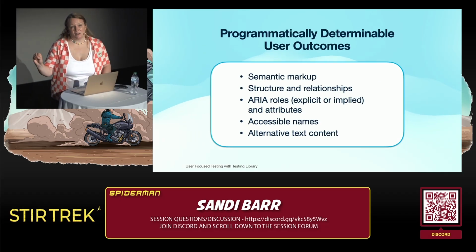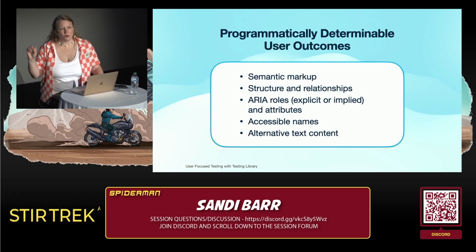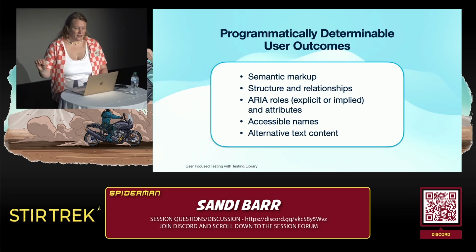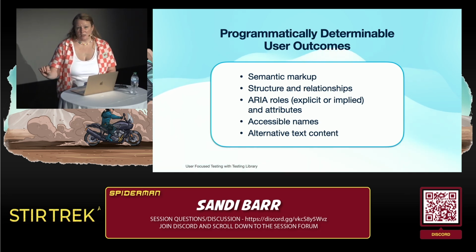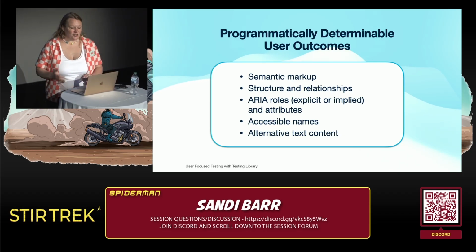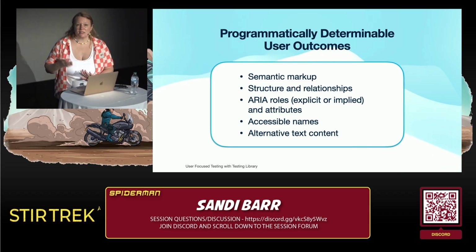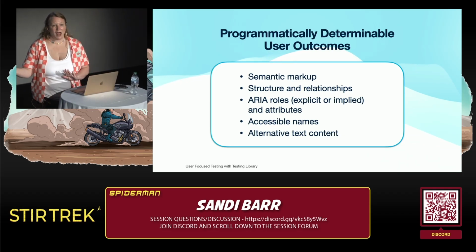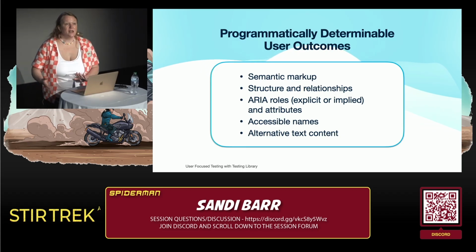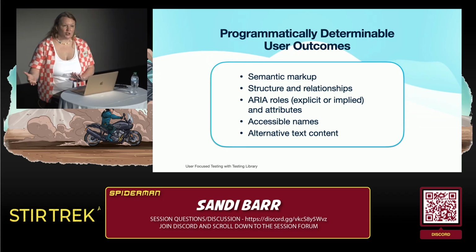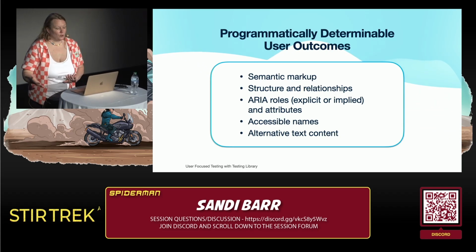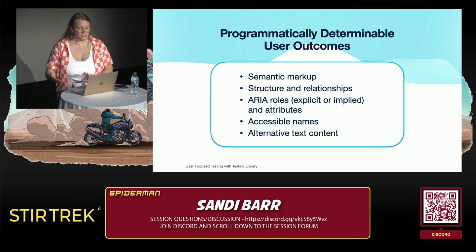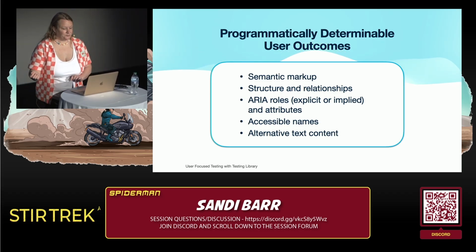What we're validating with accessibility testing are the programmatically determinable user outcomes, specifically the structure of HTML elements and those attributes that are used by user agents and assistive technologies to extract and present information like the semantic markup, DOM structure and relationships, ARIA roles and attributes, accessible names, and alternative text content.